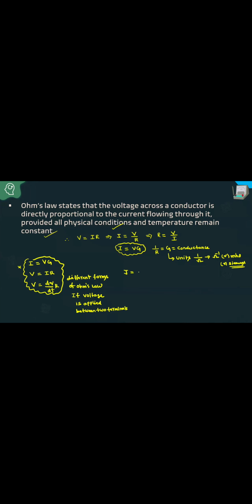But you know, J equal to sigma E. This is also Ohm's law, students. This is called the first form of Ohm's law. It is applicable at any point in the conductor. This is the difference, as I told already. This is mainly used in EMF. But the other formula is applicable only if the voltage is applied between the terminals.